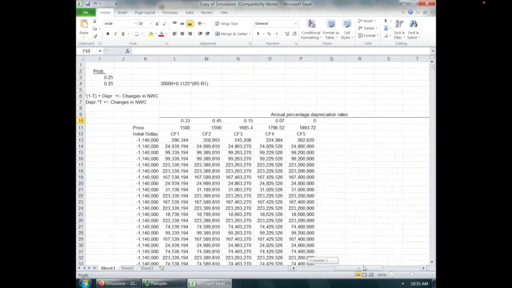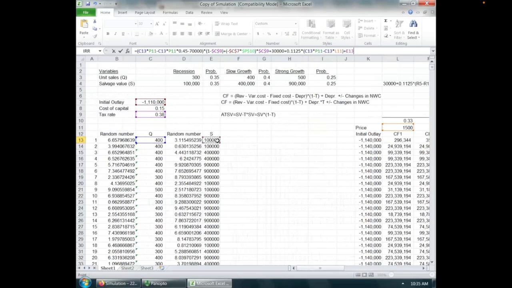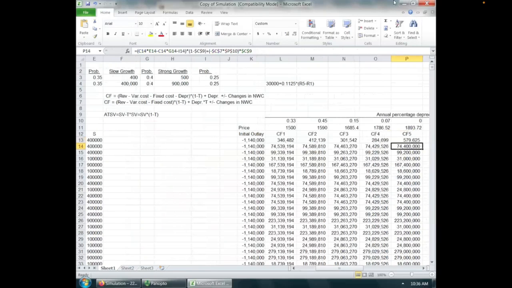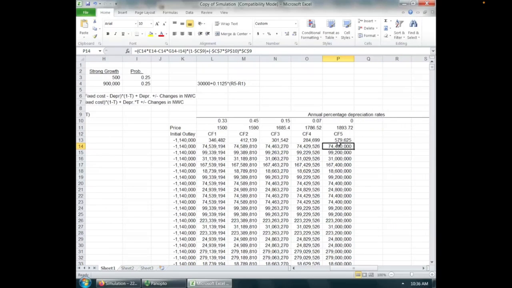Okay, so let's add that to the cash flow in year 5 as well. So add to that the salvage value, which you randomly generated here, times 1 minus the tax rate, which is here. You can fix the tax rate so that we can drag this down in a moment. So there you have the cash flows generated from year 1 to year 5.